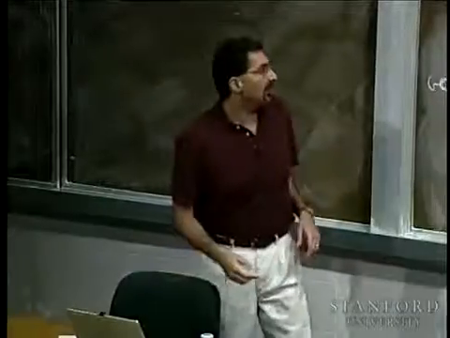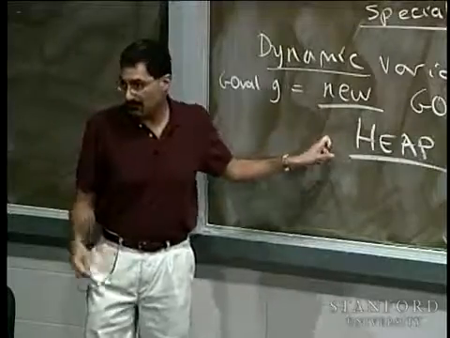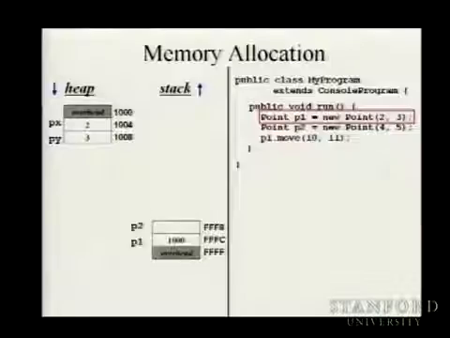Now what are you going to do? I'm going to say, well, I want to create that first point. I'm going to call new. If I'm calling new, that's going to be a dynamic variable, which means it's going to come from the heap. So here's what happens. I call this line. I say p1 equals new point 2, 3.